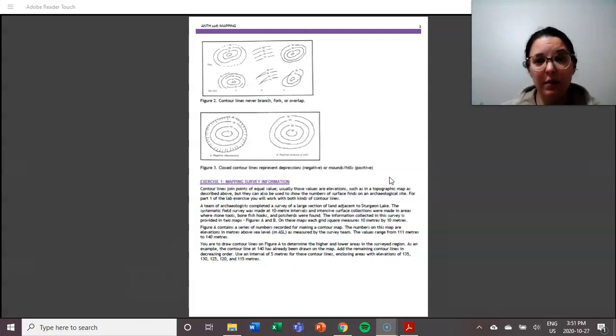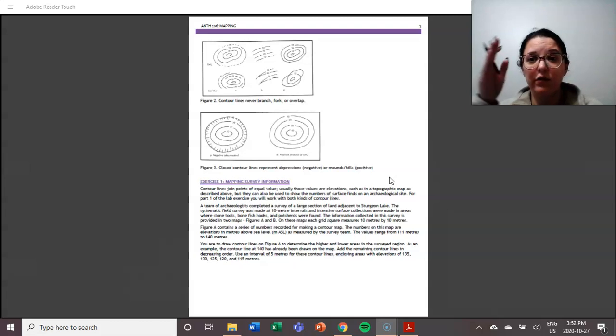All of these numbers have been reported on figures A and B. On A, these are elevations in meters above sea level as measured by the survey team. We're told that the values range from 111 meters to 140 meters. Our goal is to draw the contour lines on the figure to determine the high and low areas in the surveyed region. As an example, the contour line at 140 has already been drawn on the map, and our job is to add the remaining contour lines in decreasing order.